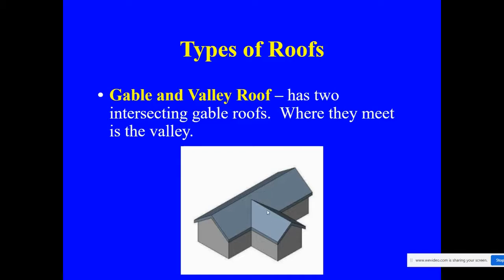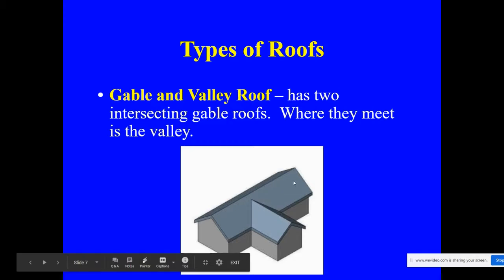You can have a gable with a valley. So if you have your normal gable house right here, and then you have a kind of wing coming off of it, it's a gable and valley. So it has two intersecting gable roofs, and where they meet is a valley. So this area right here is a valley.